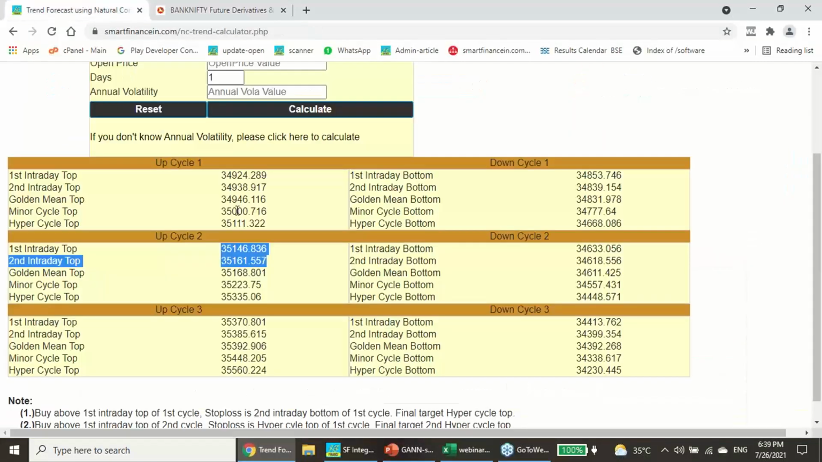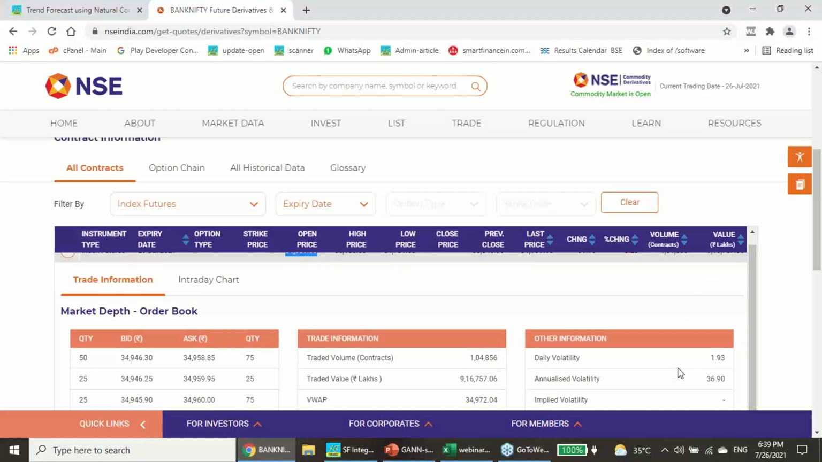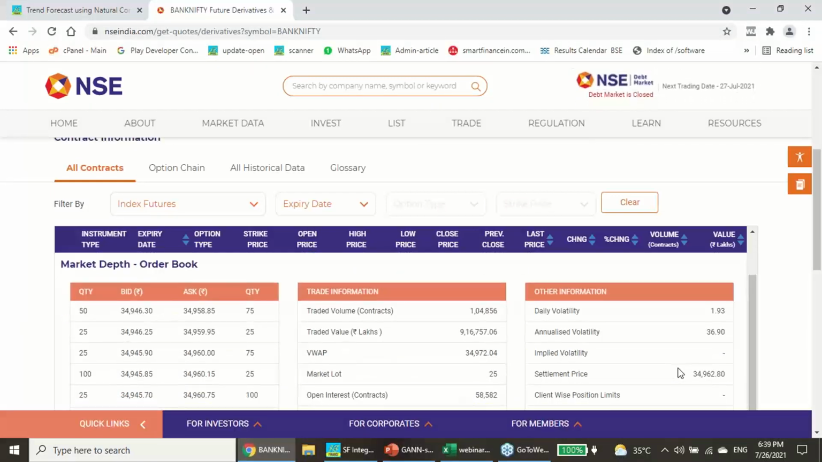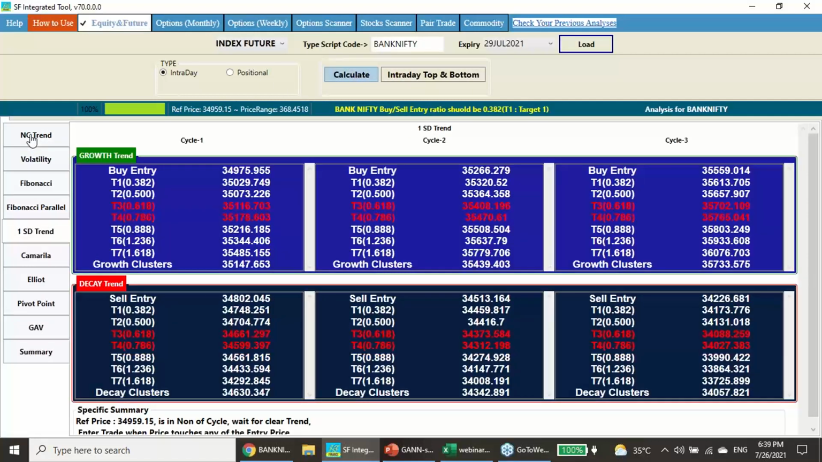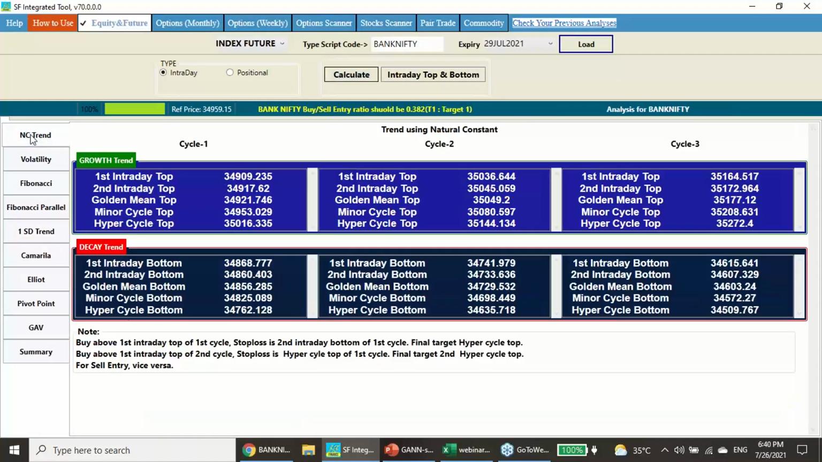34,959. You are settling at 34,959. In fact, this volatility, again I repeat, is taken from the past 365 days of data, which is not the true volatility. This 36.9 volatility is not present now, it is much lesser. So if you see the same thing in our software, you will get a different figure, because it is not taking that old volatility into account. It is taking the real-time volatility into account.